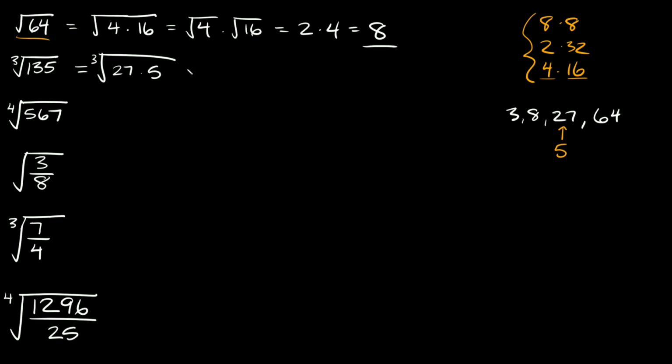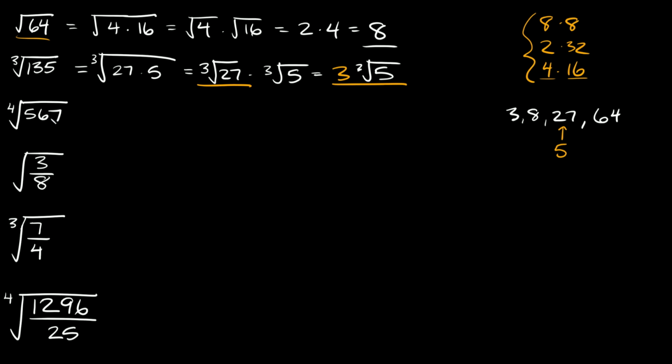So again, now we can break these up into their own radicals. So we're going to have the cube root of 27 times the cube root of 5. Again, this is a perfect cube, right? The cube root of 27 is just equal to 3. So then this is equal to 3 times the cube root of 5, right? That would be our answer right here. Okay, the next one is the fourth root of 567.